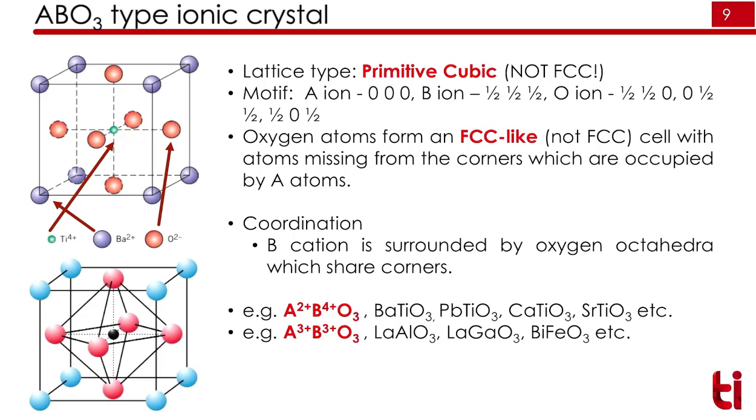So here, if we have an atom at the center, it will have a coordination number of 6, because the oxygen forms an octahedron here. Typical examples are BaTiO3, CaTiO3, SrTiO3, LaAlO3, BiFeO3, etc.